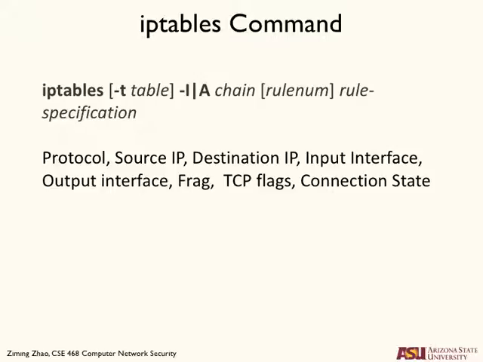So in that rule spec, you can specify all the fields in the IP headers and the TCP headers, transport layer headers, to match a packet. So it could be the protocol number, source address, destination address, also input interface, output interface, and whether it is fragmented at the IP layer, and also TCP flags, and more importantly the connection state. So the connection state can be new, established, and with this connection state, we can actually provide a stateful firewall. Without this, this is just a stateless firewall.